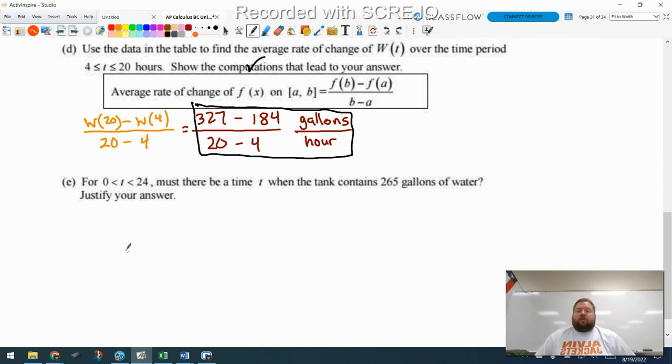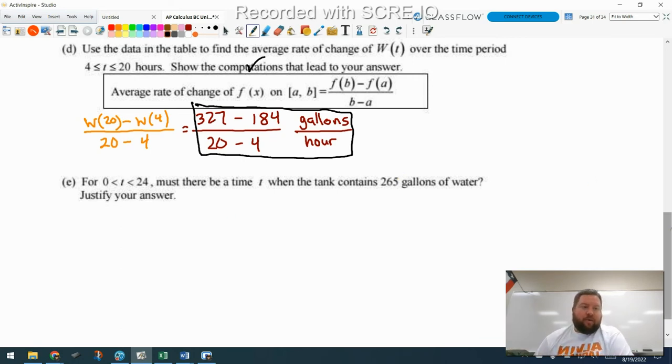All right, for 0 to 24, must there be a time t when the tank contains 265 gallons of water? So this is asking about the existence of a value. The theorems that we learned in this class are called existence theorems. We've only learned one so far, the intermediate value theorem, and that's what we're going to use here. So what we're looking for is, do we have two values in the table, one value bigger than 265 and another value smaller than 265? Because if we do, then that means 265 has to have happened because it's in between those two values.